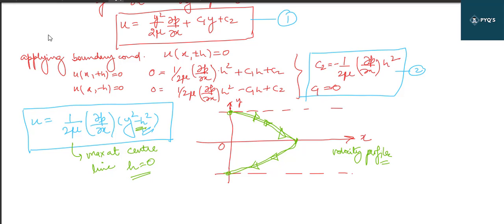So that is all we need to find out using the Navier-Stokes equation. That is all in this lecture. Thank you.